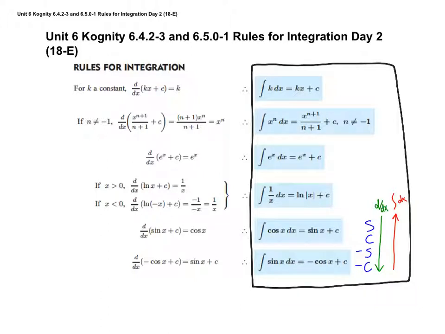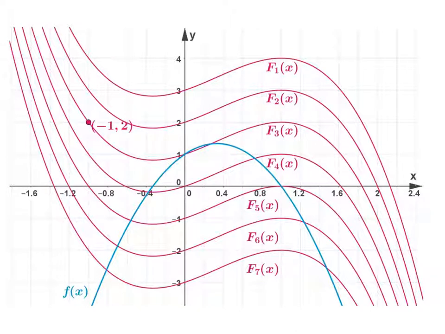Okay. But let's look at an application, and I have a picture actually taken from Kognity that I think is really, really useful. Here they show the possibilities, okay? We've got this quadratic function in blue, and you guys know that if you take the integral of a quadratic, you're going to get a cubic. You add 1 to the power, divide by the new power, so a quadratic becomes a cubic.